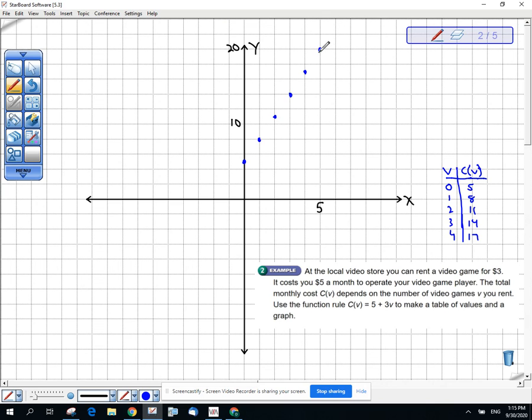Now, it would be implied that the points would continue. You know, there'd be another one here, and there'd be another one off the screen, etc. The more video games you rent. Okay. This is what's known as discrete. In fact, let's go back to that now.